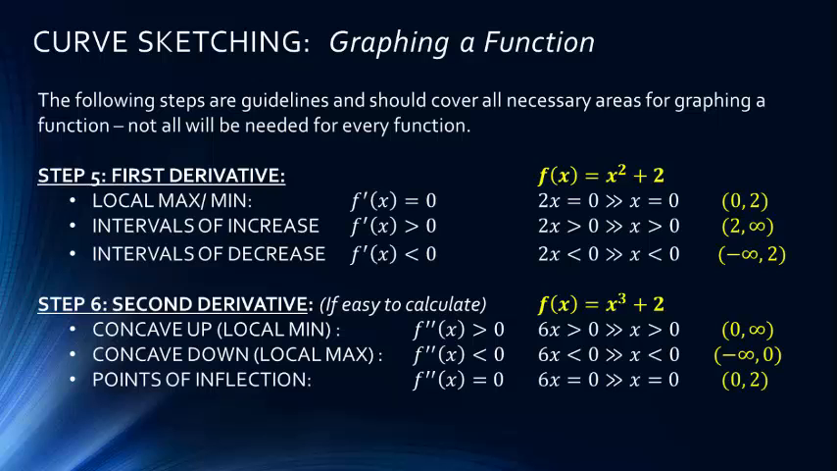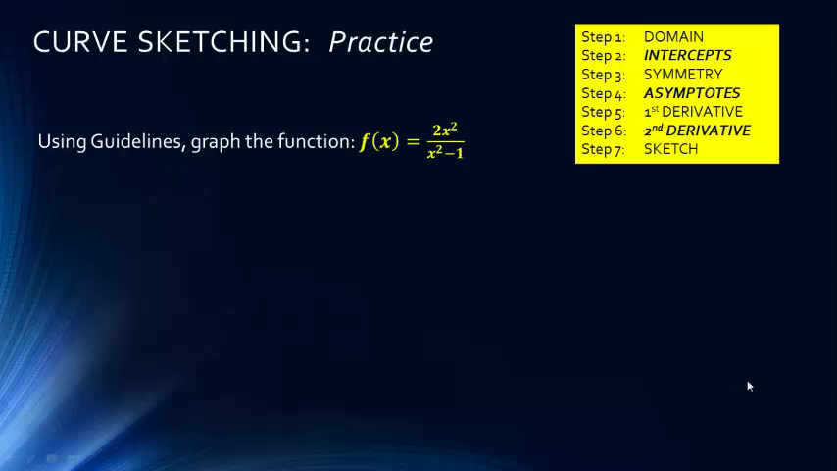Also, we want to find the points of inflection if possible, and that's by setting the second derivative equal to 0. This is what we learned in the last section. And in this case, we get x equals 0. And when x equals 0, what does the original function equal? It equals 2. The last thing we're going to do is sketch the graph.